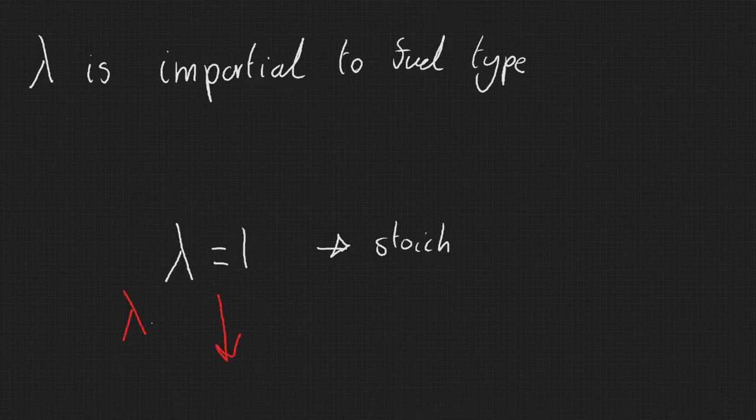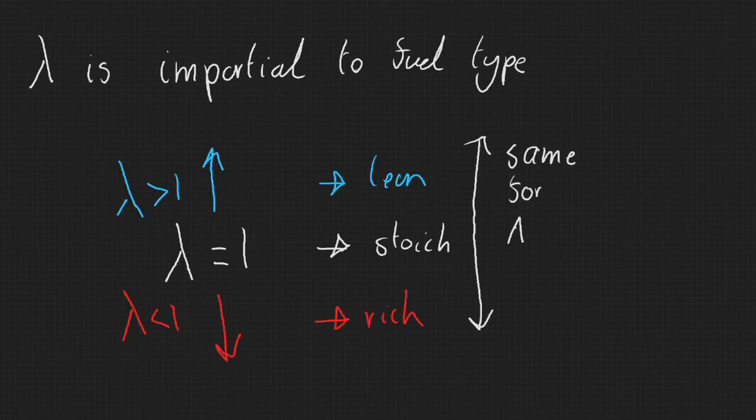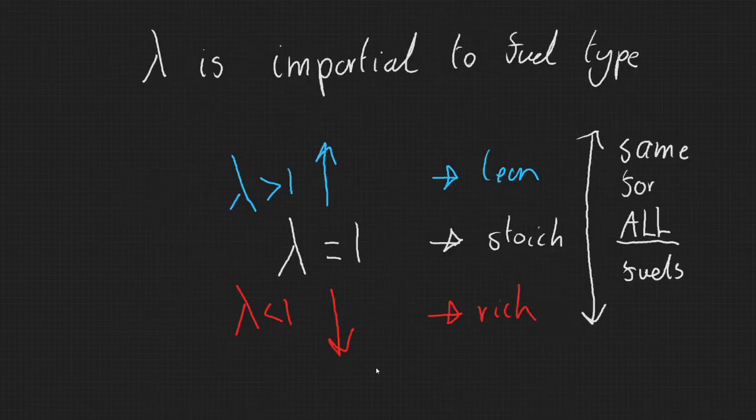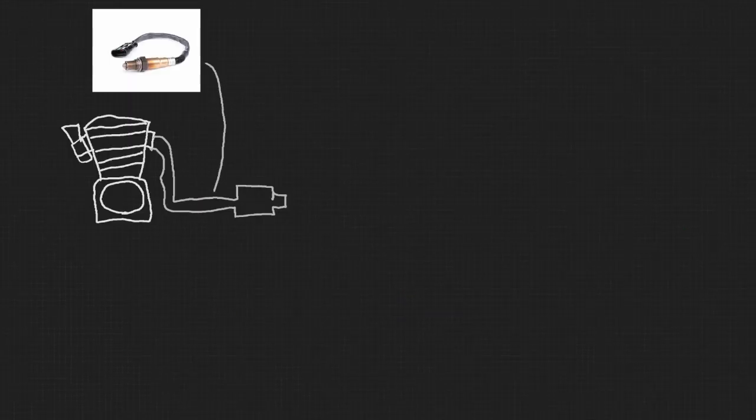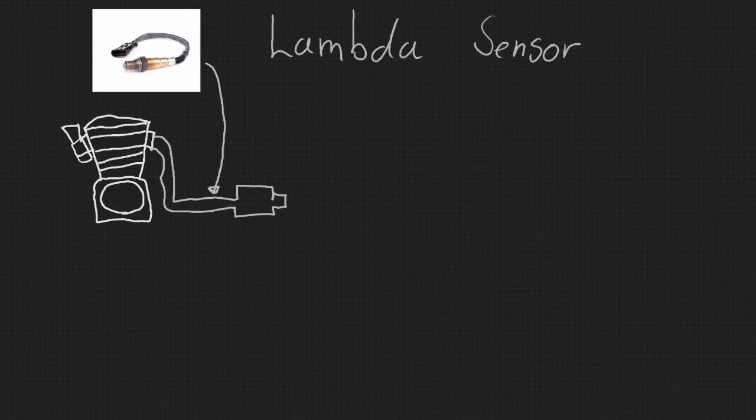The reason lambda is often used rather than AFR is that lambda is impartial to the fuel used. Lambda 1 is always stoichiometric, above lambda 1 is always lean, and below lambda 1 is always rich. Almost all modern cars have an oxygen sensor in the exhaust. Most cars have even more than one sensor. This sensor is often called a lambda sensor, as by measuring the oxygen left in the exhaust, the sensor can report the lambda the engine is running at, without needing to know the fuel the engine is being supplied.